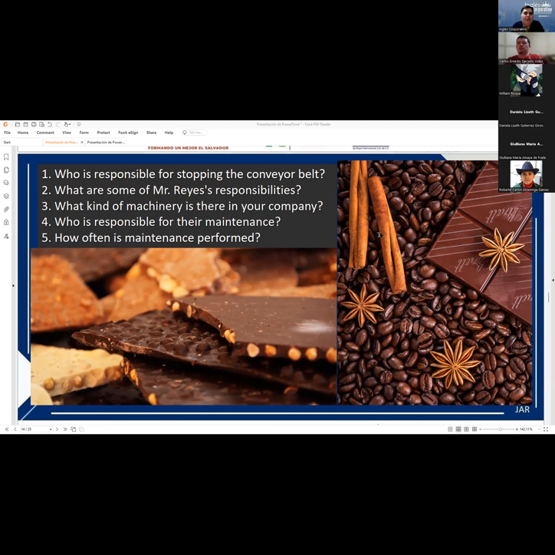Very simple, right? So what kind of machinery is there in your company? In my company, there are different machines. For example, there are conveyors, machines for sawing, machines for cleaning the cloth. This machine for cleaning is with chemicals and with a steamer. Excellent. Very good. Thank you, Robert.